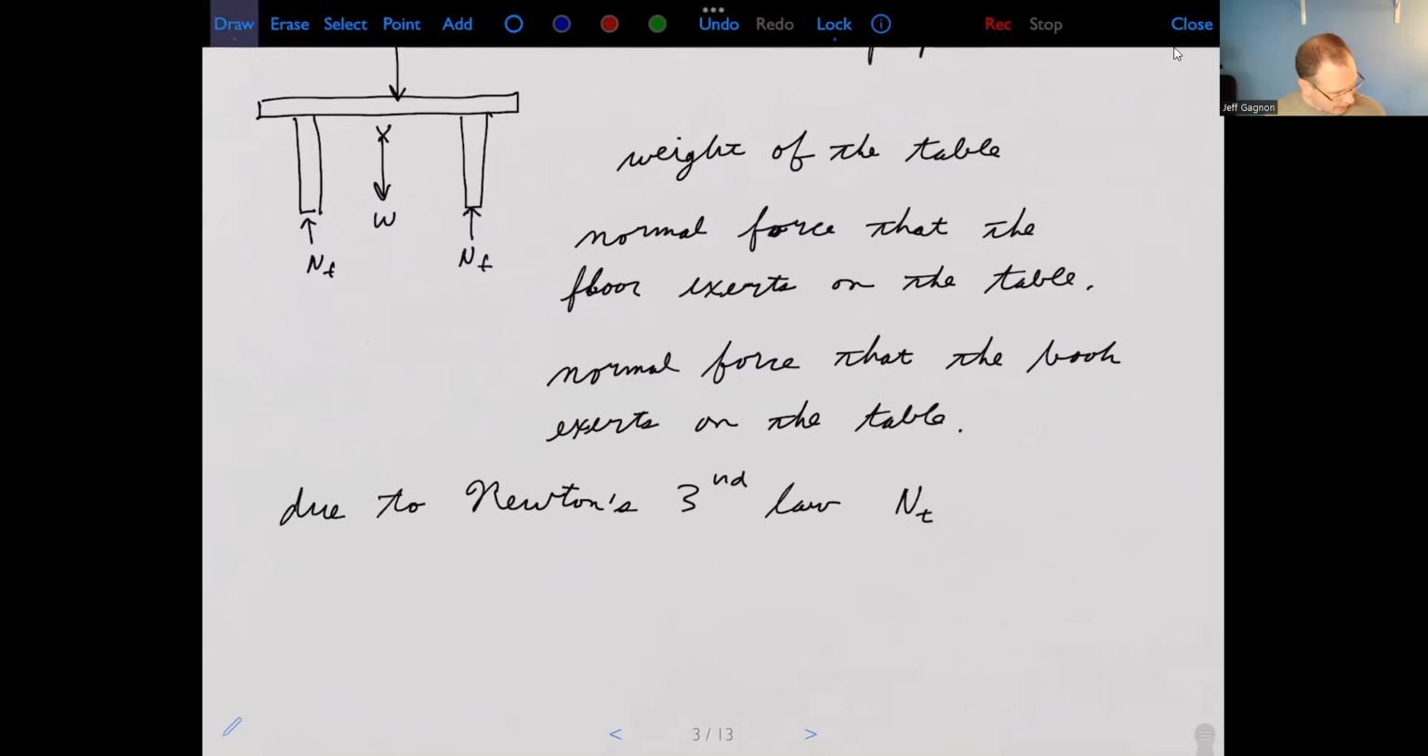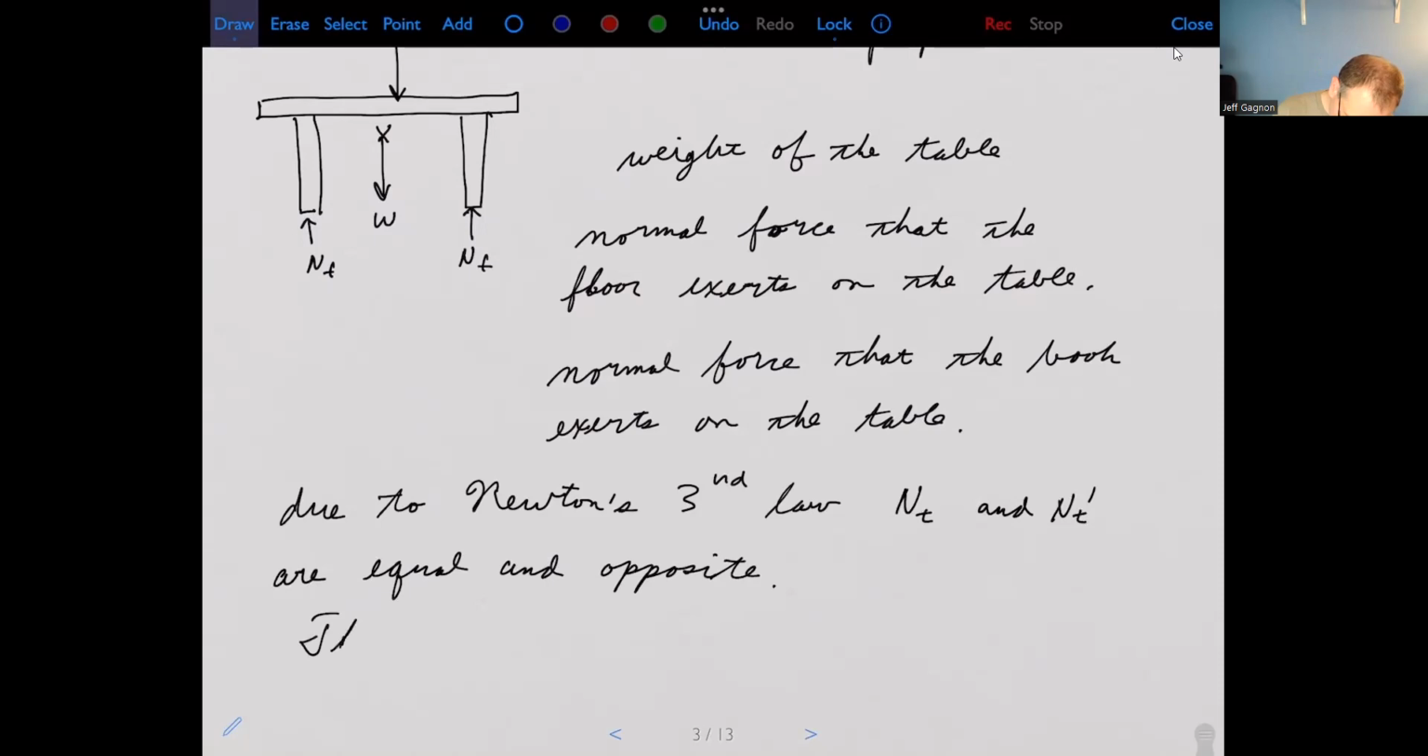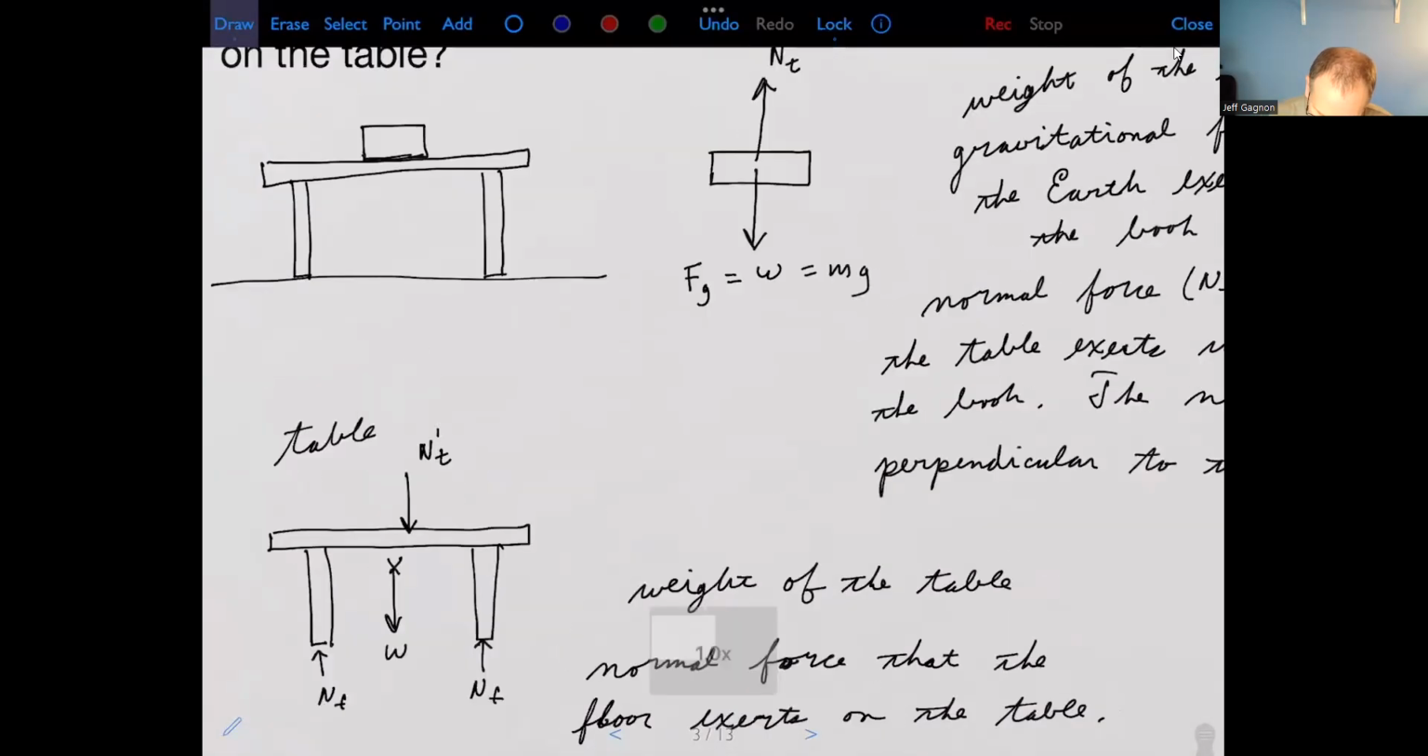NT, so the normal force that the table exerts on the book, and NT prime, the normal force that the book exerts on the table, are equal and opposite. So they have the same magnitude, but they're in opposite directions. And notice here, too, this is important, they also act on different objects. Right, and that will always be the case when you have a pair of Newton third law forces. They act on different objects. The force that the table exerts on the book only acts on the book, and the force that the book exerts on the table only acts on the table.